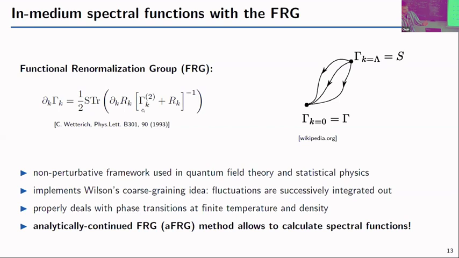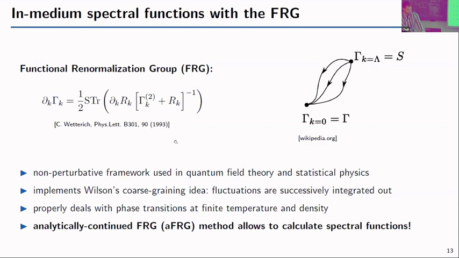You have to use some regulator function R. And in this way, you then include fluctuations from all scales towards lower energies until you reach k equals zero here and obtain your full quantum effective action. So this implements Wilson's coarse graining idea. Fluctuations are successively integrated out. And one advantage here is that the FRG properly deals with phase transitions at finite temperature and density. And we are also able to calculate spectral functions because we can do an analytic continuation from this Euclidean framework to Minkowski spacetime, so from imaginary to real energies.